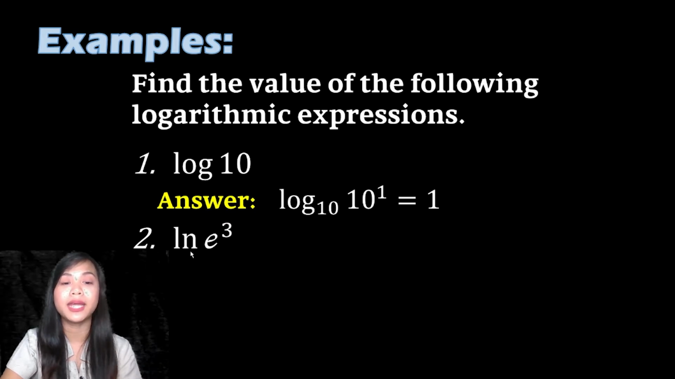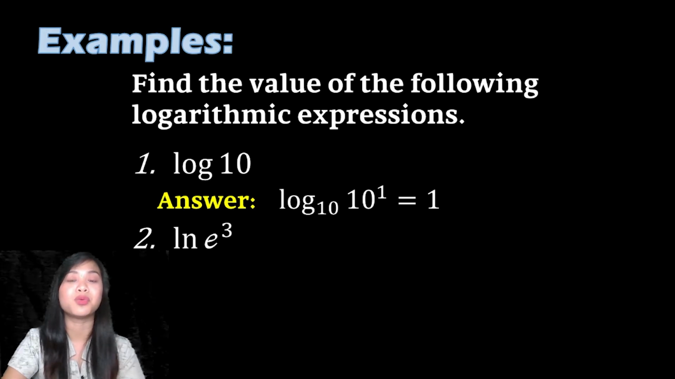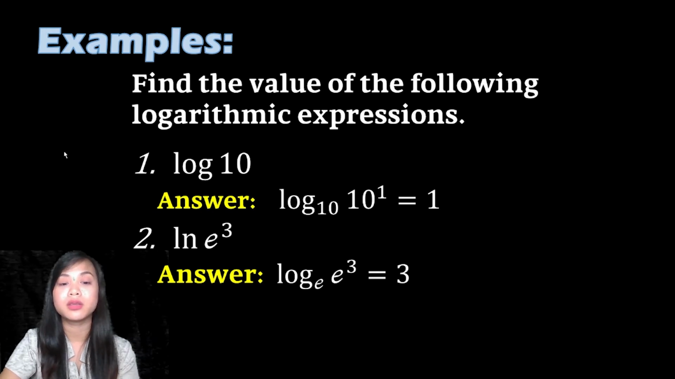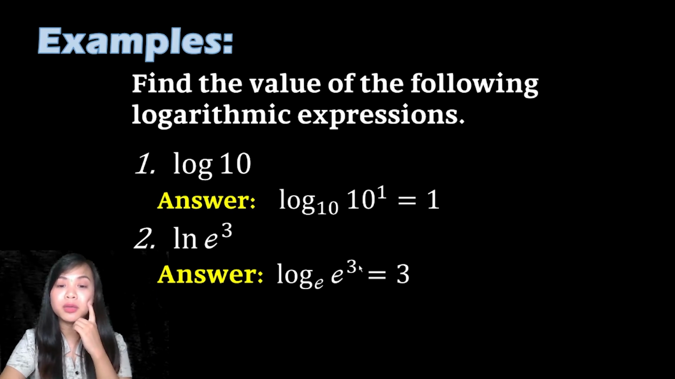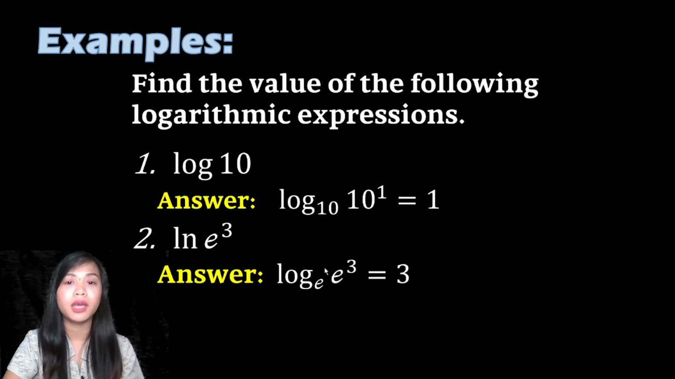Next example, we have ln e raised to 3. The ln is the natural logarithm wherein your base is e, or a value of approximately 2.71 and so on. ln is the same as log base e of e raised to 3. Since we have the same bases, the value will be equal to 3, the exponent of your base. This is the same as the second property.